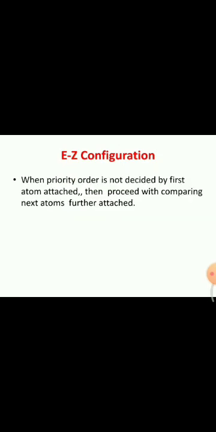And the third rule is for when the priority order is not decided by the first atom attached. That means if the first atoms attached are the same, then proceed with comparing the next atoms further attached. For example, if you see, this is the sp2 carbon.